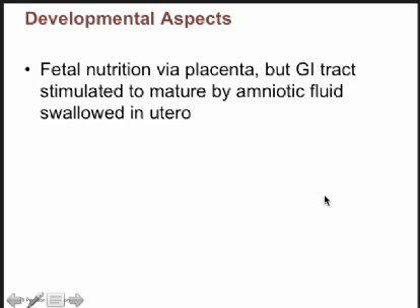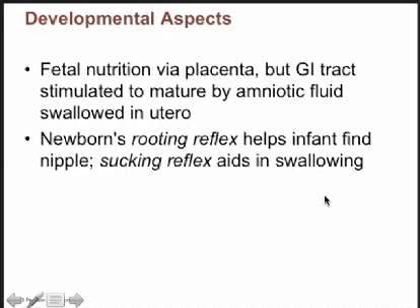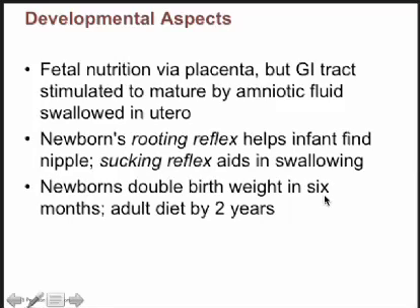Fetal nutrition during early development comes through the placenta, but the GI tract is stimulated by the effects of amniotic fluid that is swallowed in utero, even though it has no nutritive value per se. The newborn's rooting reflex helps the infant find the nipple, while the sucking reflex aids it in swallowing. Newborns double in birth weight in 6 months, and are on an adult diet by age 2 years.